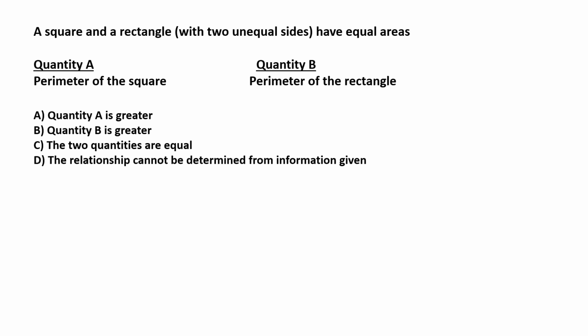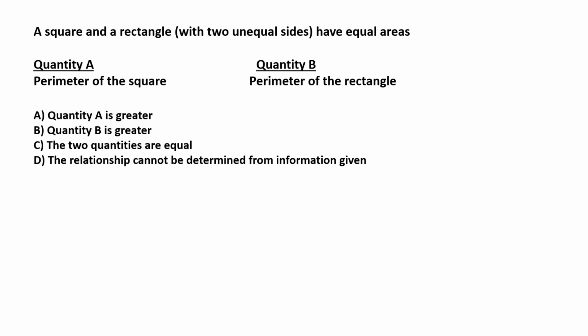A square and a rectangle with two unequal sides have equal areas. We are given two quantities to compare. Quantity A is the perimeter of the square and quantity B is the perimeter of the rectangle. And this is a very common format of quantitative comparison problems that are asked in GRE.